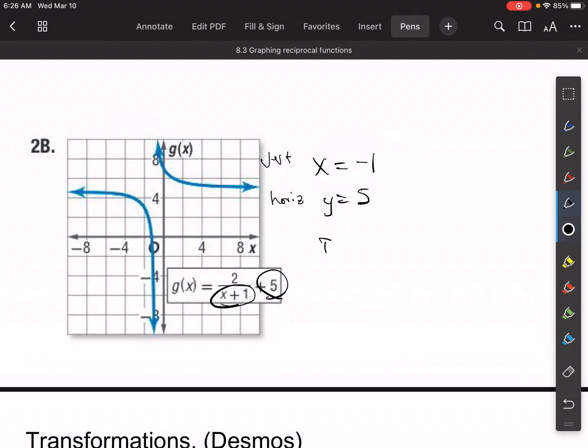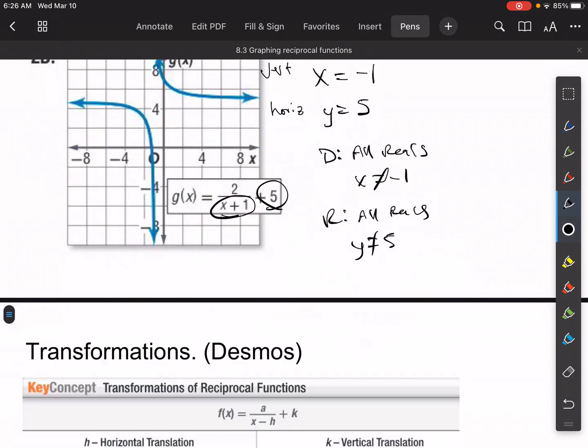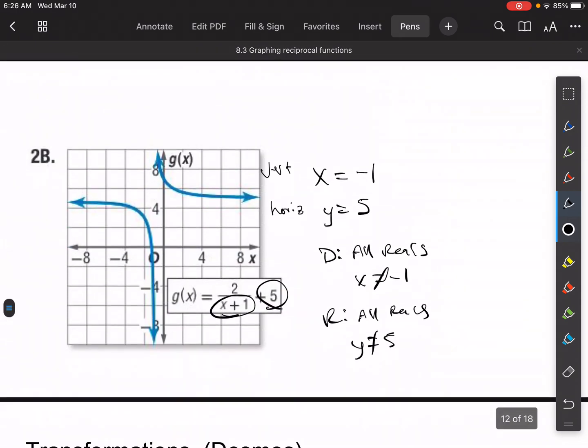Then the domain, all reals where x cannot equal -1. And then range is all reals where y cannot equal 5. All right, so that is 1 and 2.